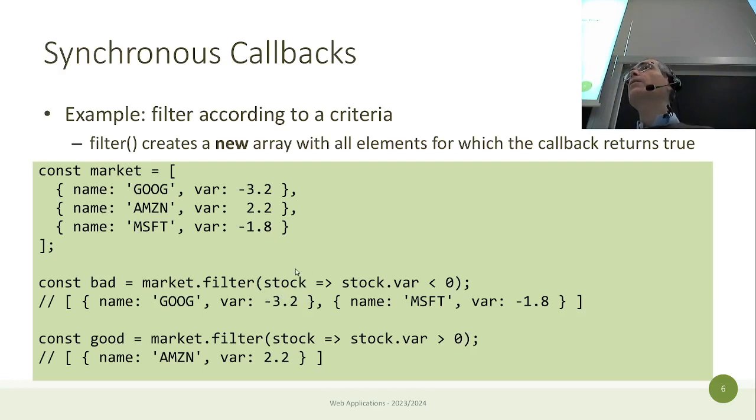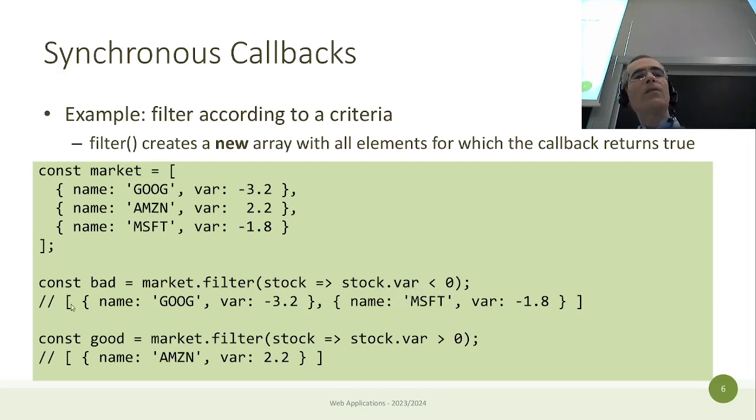And if the callback returns true, it puts the value, the element that it is processing, into a new array. Okay. If it returns false, it just skips it. So the filter always creates a new array. And it creates a new array that contains only the elements for which the callback returns true. Let's see the example. We have three elements here. We want the elements that have a stock.var, so the property var, less than zero.